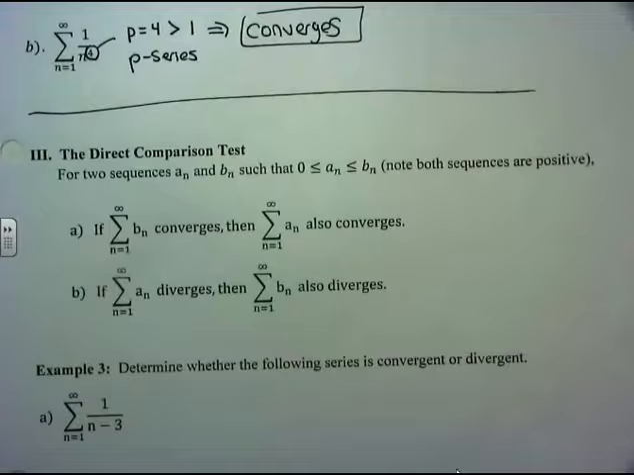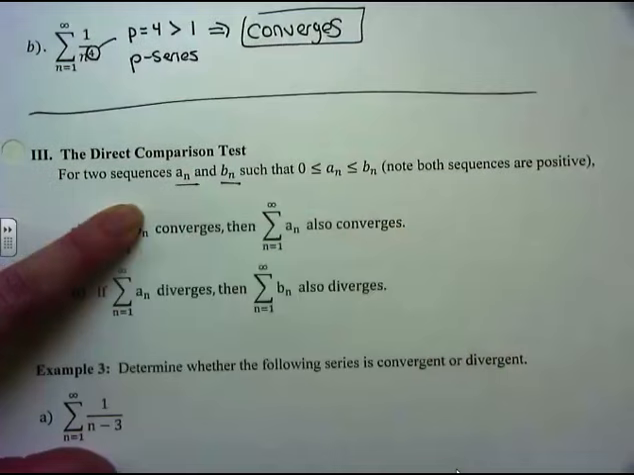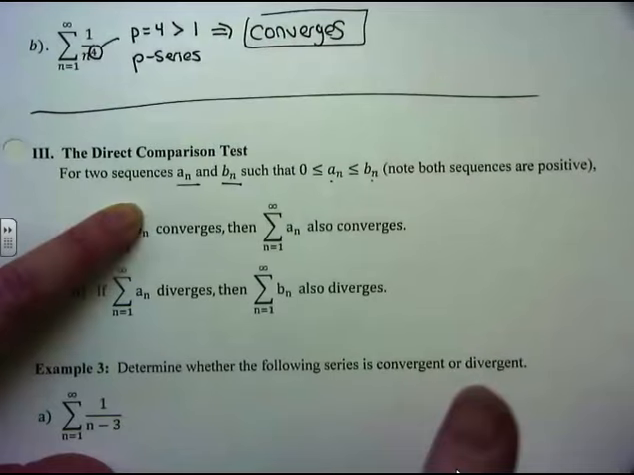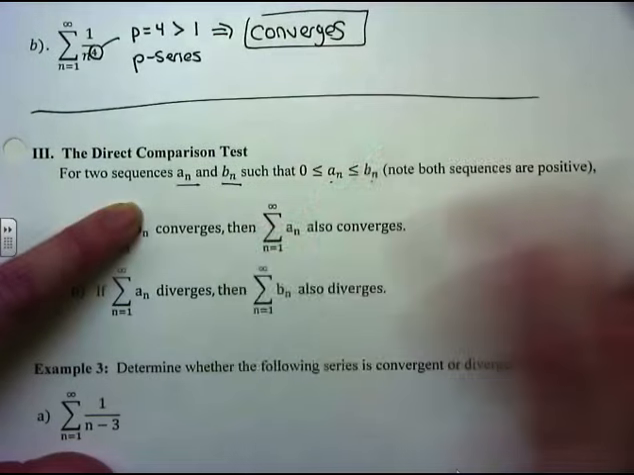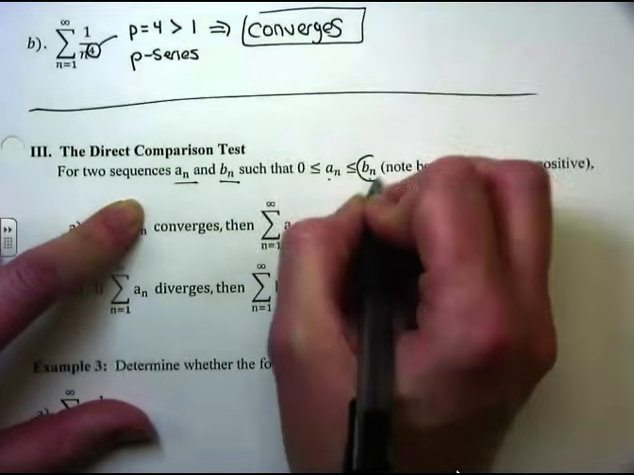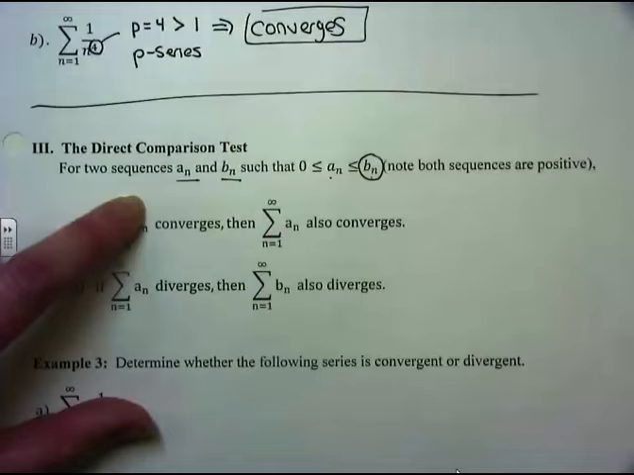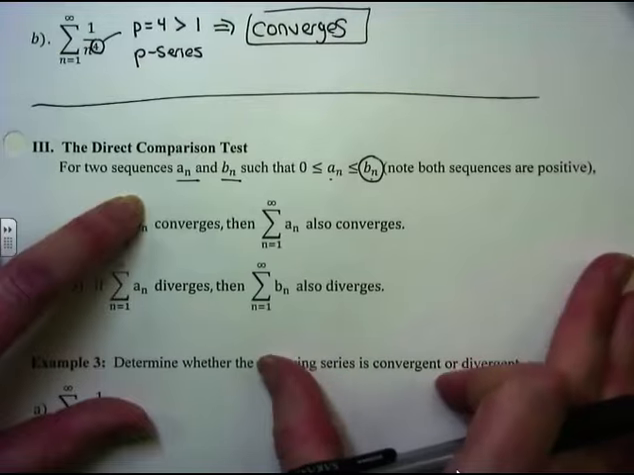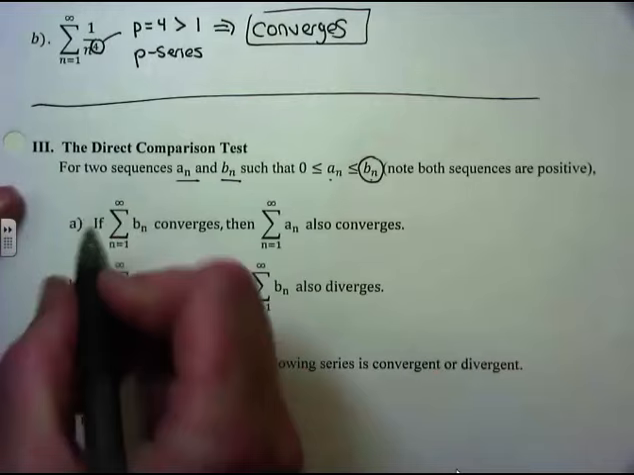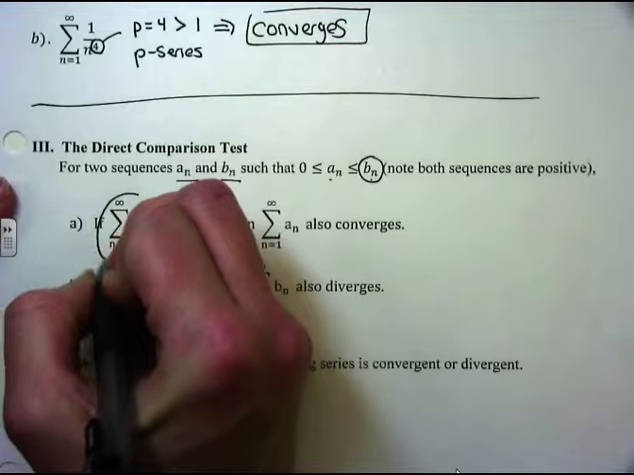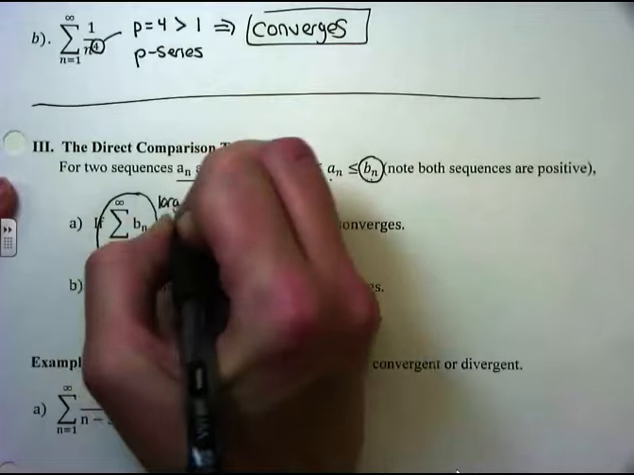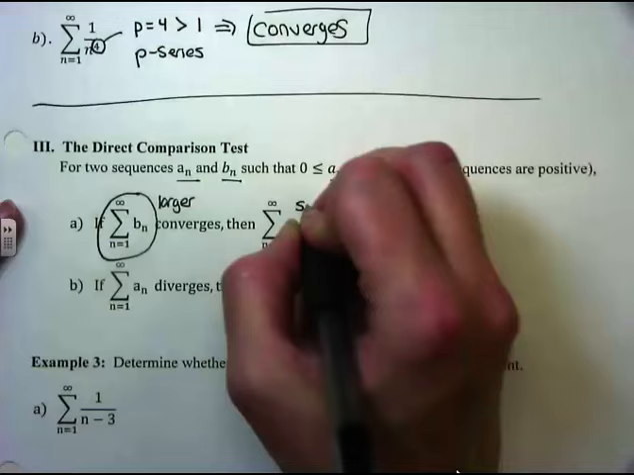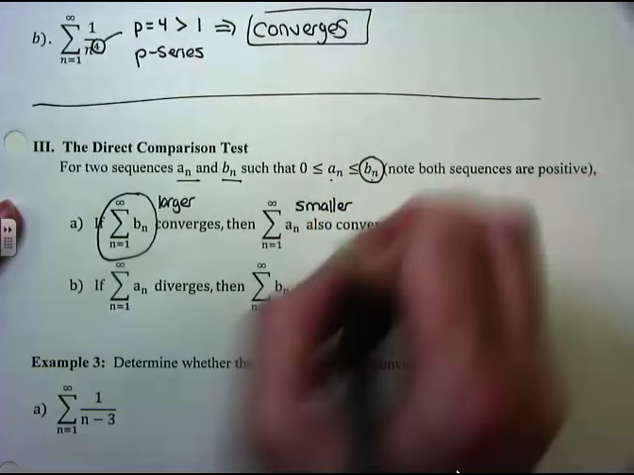And what it says, if you have two sequences and they're both positive, meaning they're greater than or equal to 0, so they could be non-negative. So you have two positive or non-negative sequences, and one is larger than the other. Then, if you can show that the series based on the larger sequence converges, then you get for free that the series of the smaller sequence also converges.